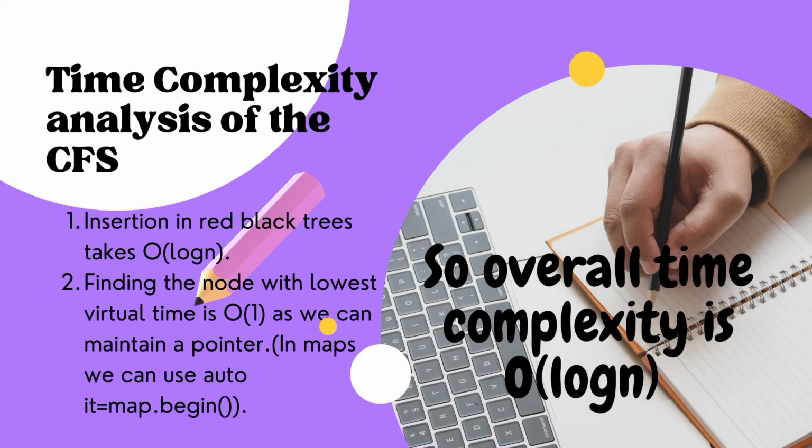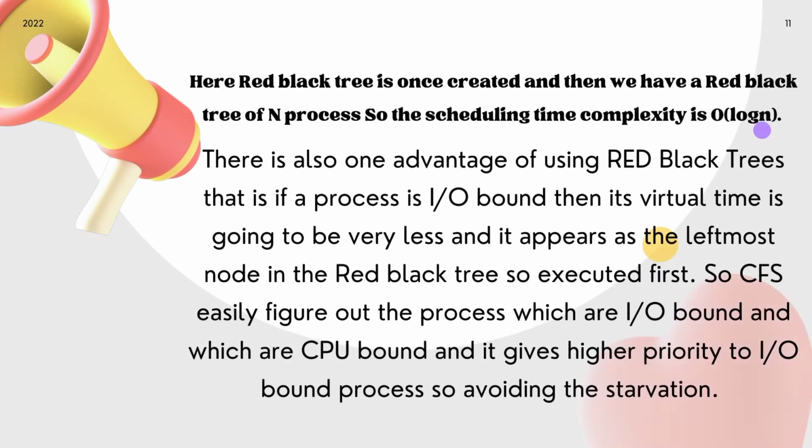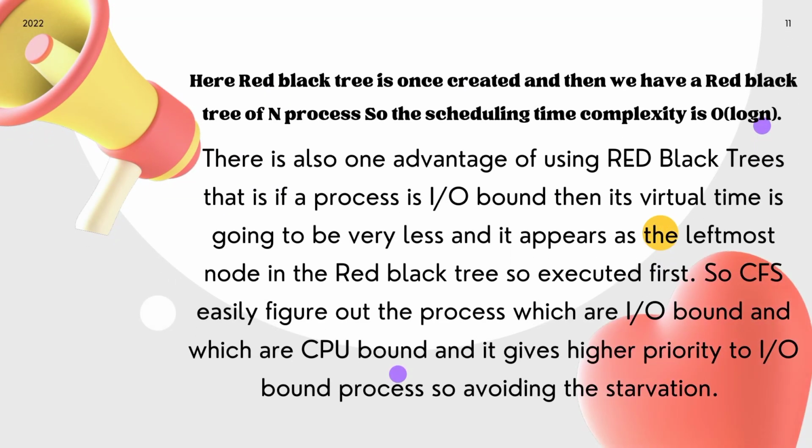Time complexity analysis of the CFS. Insertion in red black trees takes O(log n). Finding the node with lowest virtual time is O(1), as we can maintain a pointer. In maps, we can use auto it = map.begin(). So overall time complexity is O(log n). Here, the red black tree is once created, and then we have a red black tree of n processes. So the scheduling time complexity is O(log n).